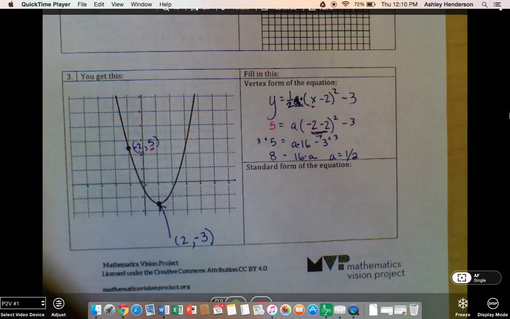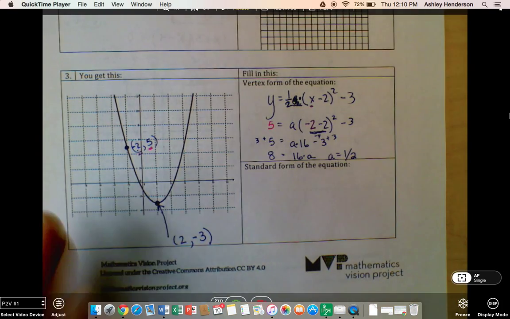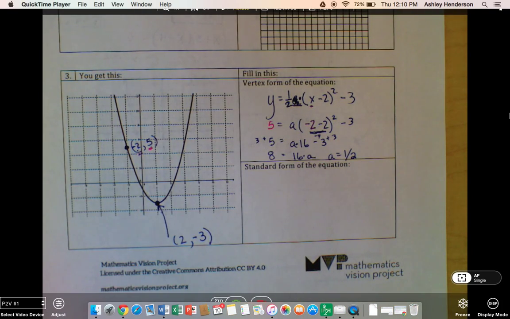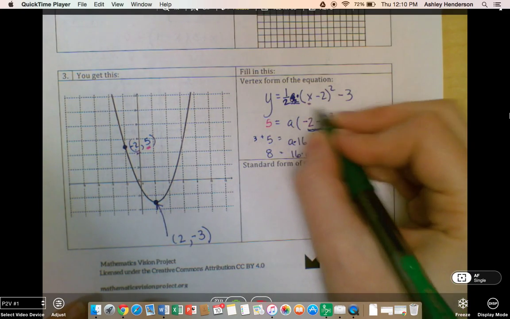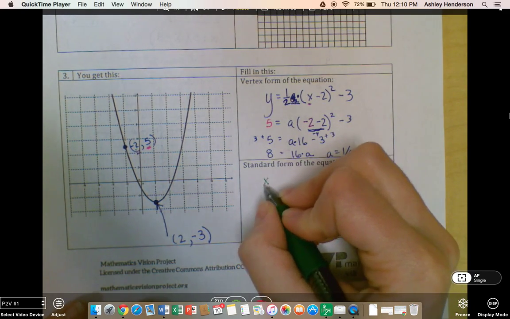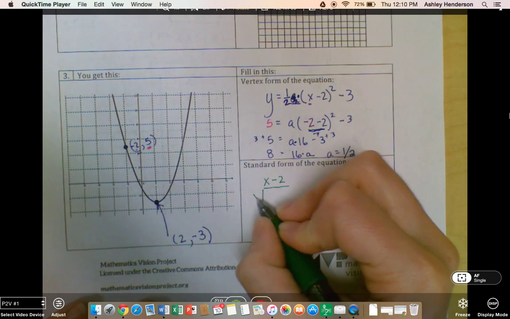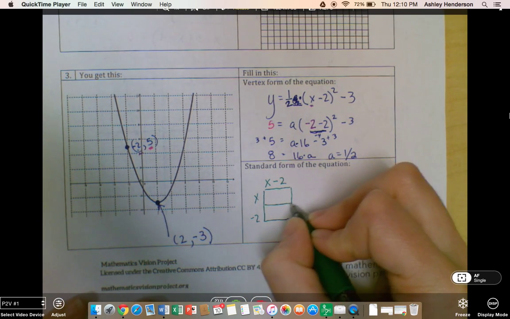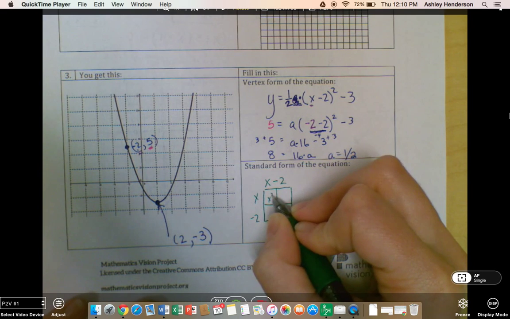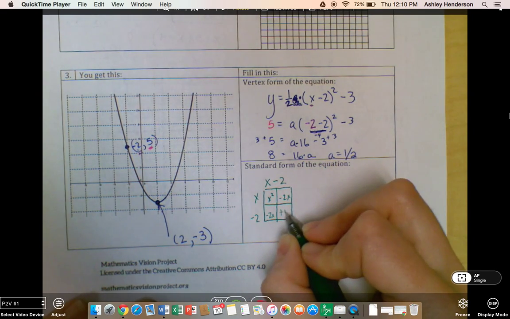Standard form. How do I go to standard form from vertex? I'm going to walk through this one time with you guys. So I'm going to take this square and I'm going to mark it up. So x minus 2 squared means I have a box that's x minus 2 by x minus 2, which gives me x squared, negative 2x, negative 2x, positive 4.